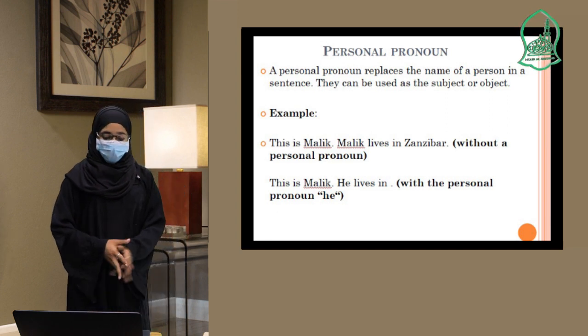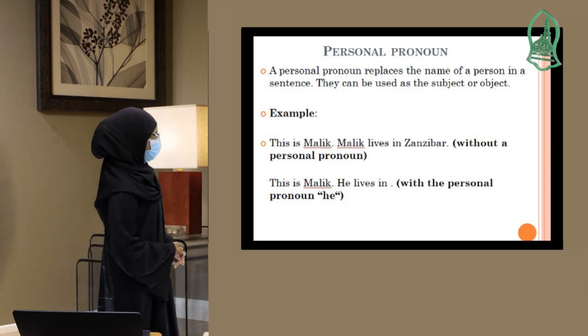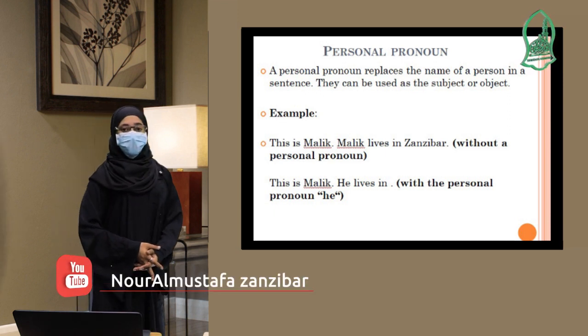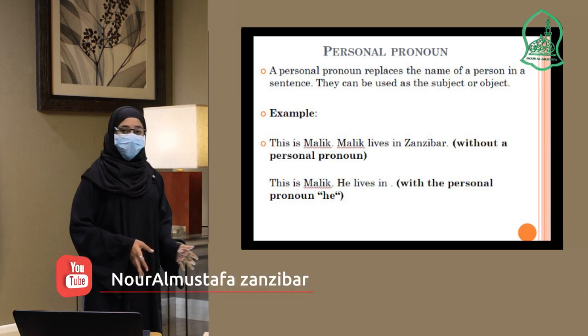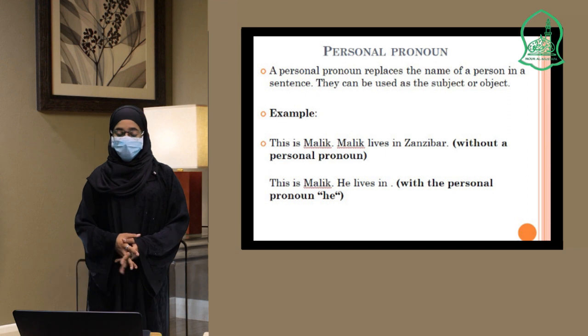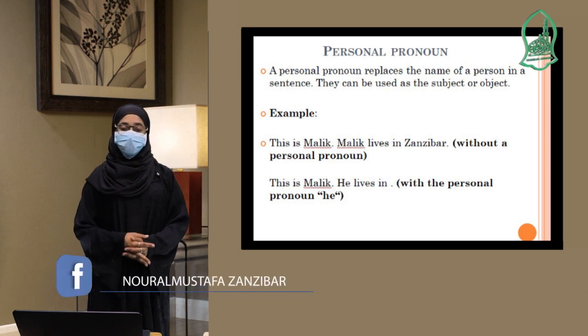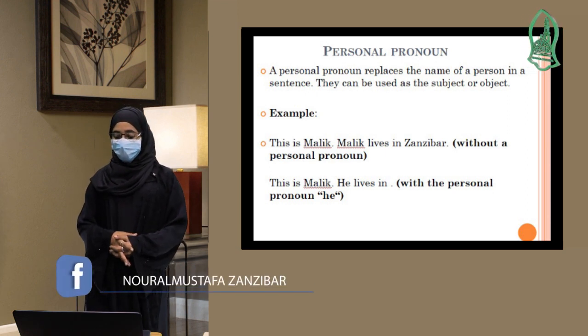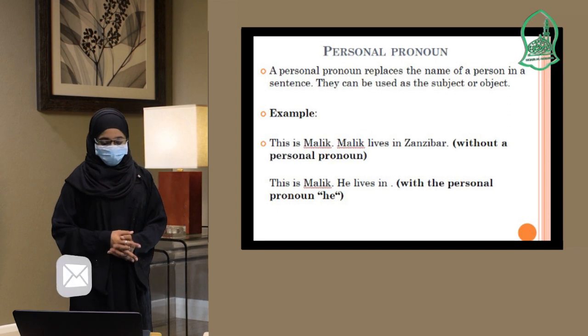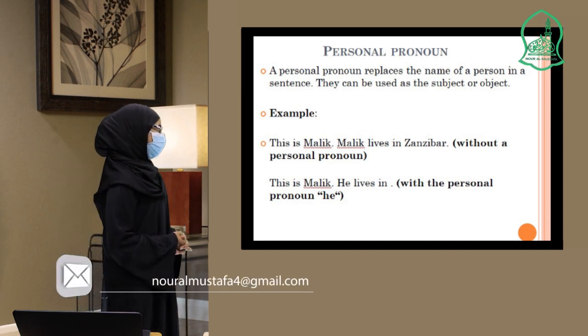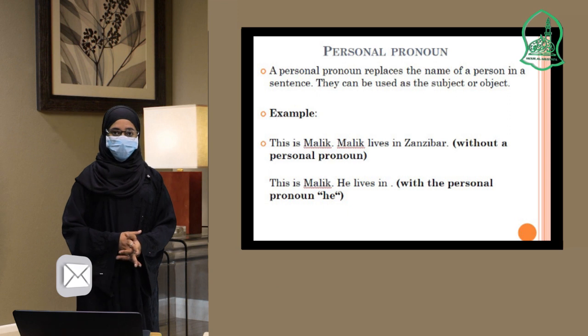For example, look at this sentence. This is Malik. Malik lives in Zanzibar. This sentence is written here without a pronoun. So let's see the second example. This is Malik. He lives in Zanzibar.